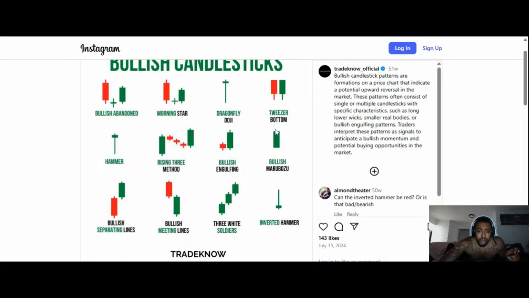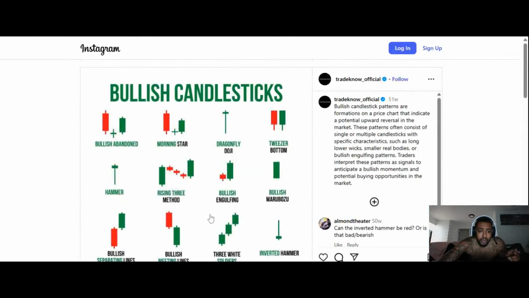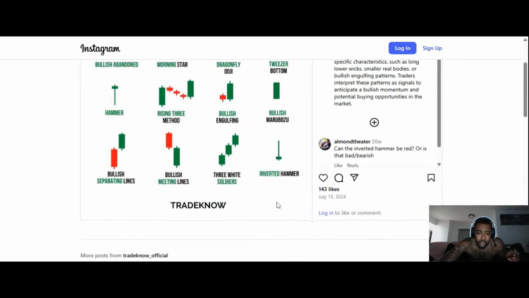So you see how each candle, when it forms together, so look, this is a bullish, this is a morning star, this is a doji. But these are two candles put together. So you see how this is a bullish, so it's called different things. It's actually called a hammer candle.